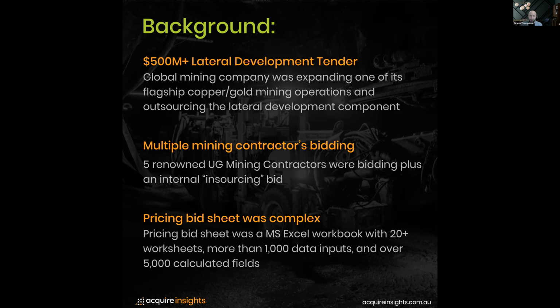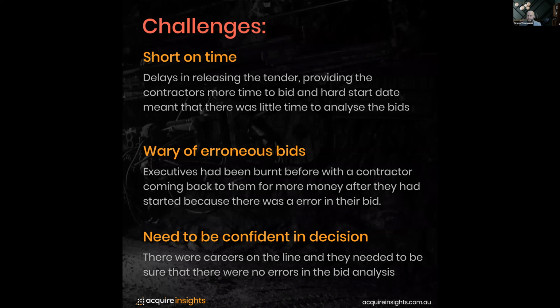And the third part was that the pricing bid sheet was really complex. It was a Microsoft Excel workbook with about 20 worksheets, about 1,000 data points that the contractor needed to complete, and then also about an extra 5,000 calculated fields. So all the data input totaled up and made all these other calculations and assumptions to help estimate what the total cost was going to be.